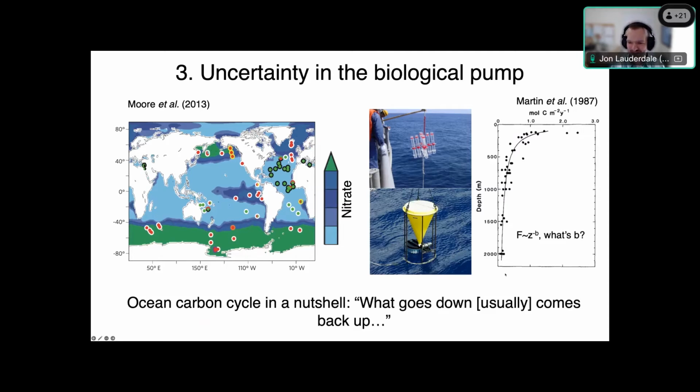And eventually, I say usually comes back up, but eventually at some great depth, there is a small proportion of carbon that actually exits the system into the sediments and gets sequestered for really long timescales. And it's that kind of carbon that people are aiming for to try and lock away anthropogenic CO2.